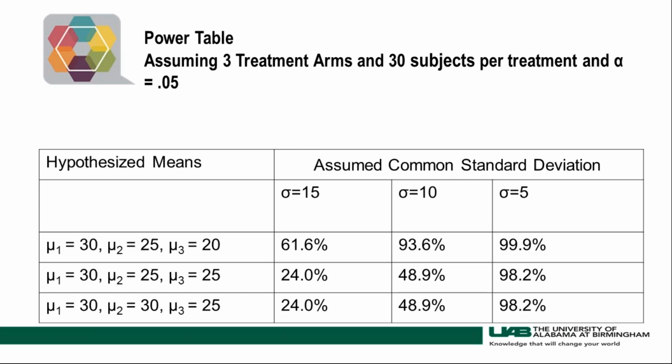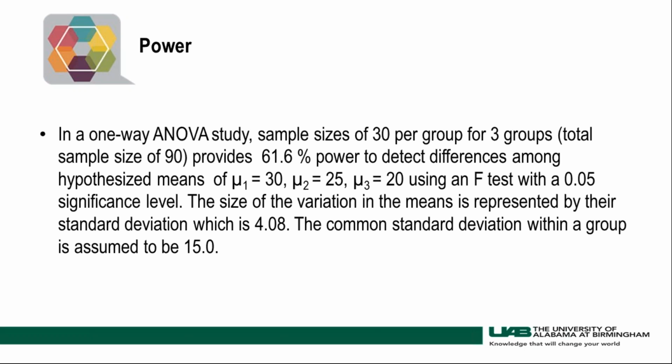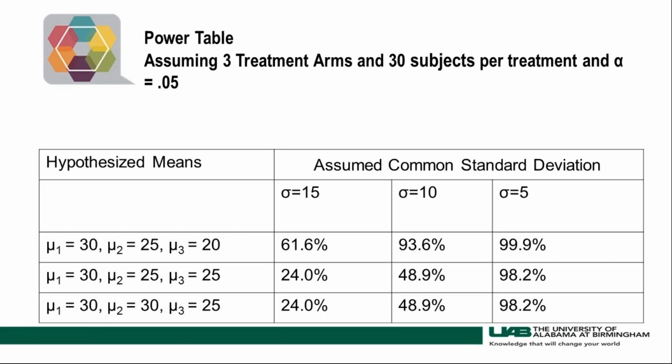Yes, Catherine? So another thing that you commonly see, you say assumed common standard deviation. That's the same thing as what some people refer to as pooled variance. Yes. If you go back to your previous slide, then I think you do have a typo. So it says within a group, common standard deviation within a group would seem to be 15. Would that mean within the entire sample or across groups?